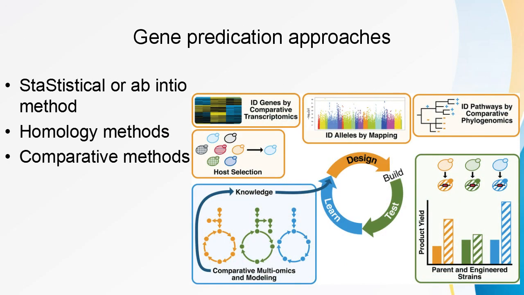Gene prediction can be done by using three approaches. First is the statistical or ab initio method, second one is the homology method, and third one is the comparative method. In the statistical method, we attempt to predict the gene by statistical properties by using different programs like GeneScan, GeneID, Genie, and Genia.